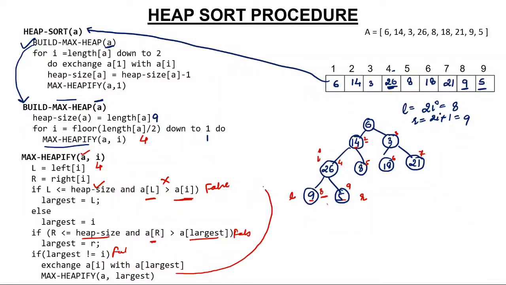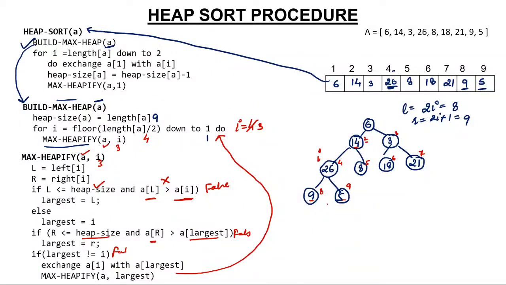Then I'll simply go and decrement I. The first value of I was 4, now I will become 3. So again I'll call this function with A and I, where I is 3.